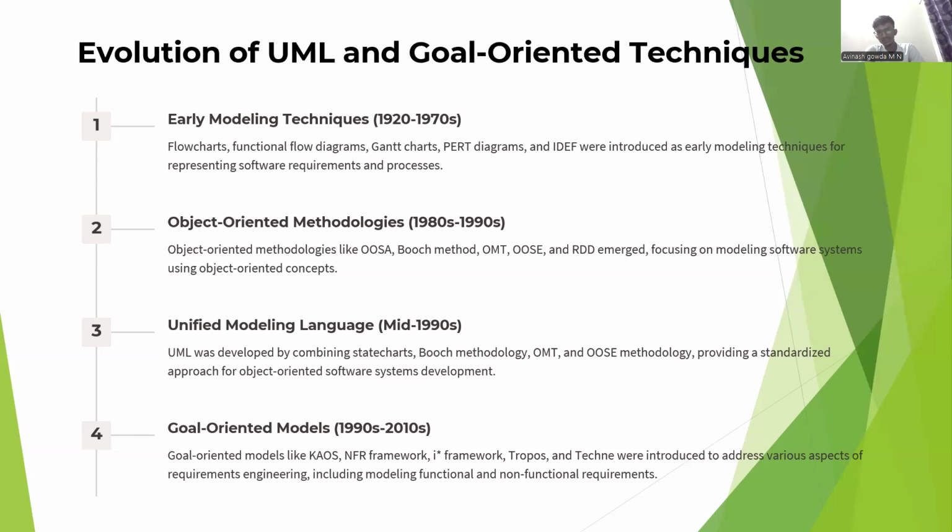Object-oriented methodology, 1980s to 1990s. Object-oriented methodologies like the Booch method, OMT, OOSE, and RDD emerged, focusing on modeling software systems using object-oriented concepts. Unified modeling language, mid 1990s. UML was developed by combining the Booch methodology, OMT, and OOSE methodology, providing a standardized approach for object-oriented software system development.